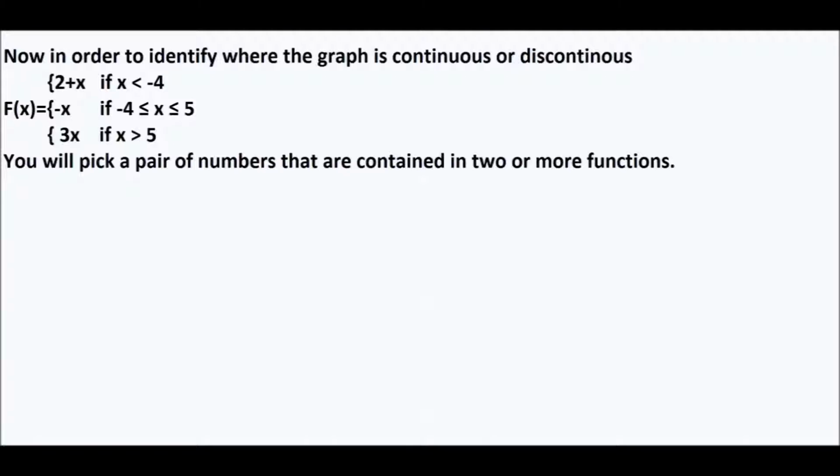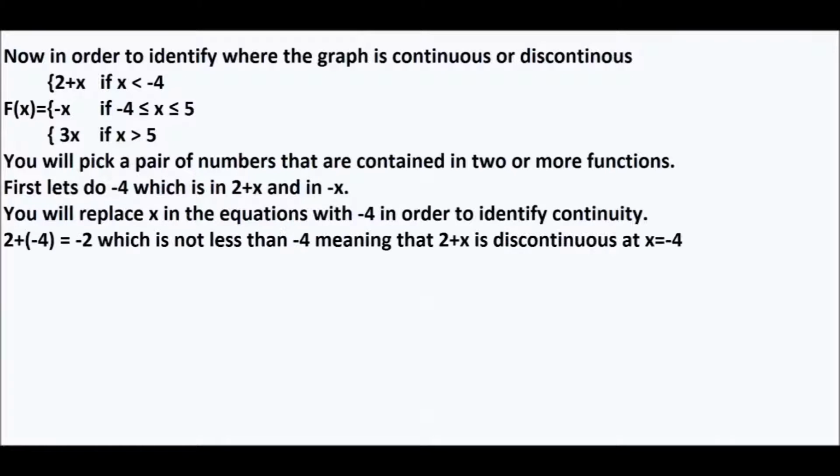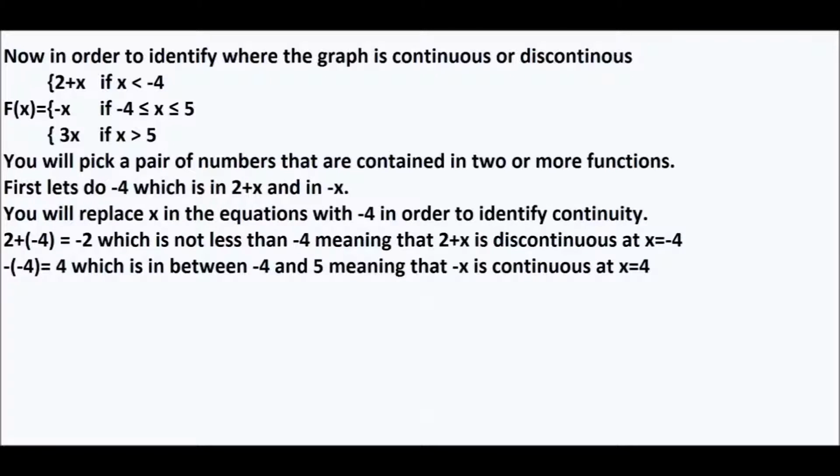Now, in order to identify where the graph is continuous or discontinuous, you will pick a pair of numbers that are contained in 2 or more functions. First, let's do negative 4, which is in 2 plus x and in negative x. You'll replace the x in the equations with negative 4 in order to identify continuity. 2 plus negative 4 equals negative 2, which is not less than negative 4, meaning that 2 plus x is discontinuous at x equals negative 4. The opposite of negative 4 is 4, which is in between negative 4 and 5, meaning that negative x is continuous at x equals 4.